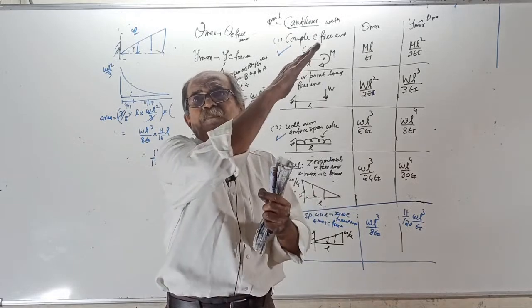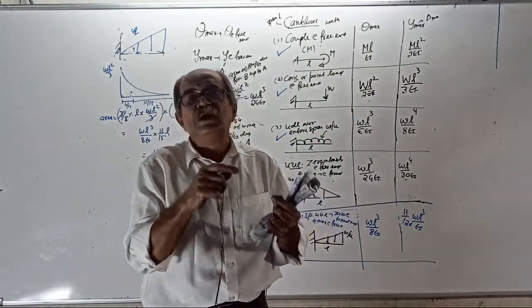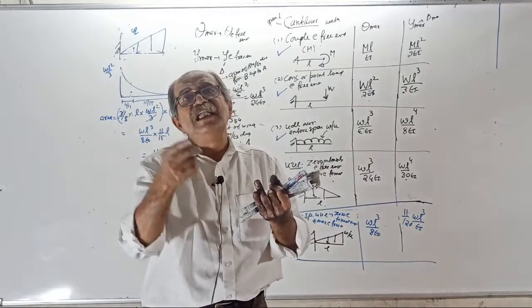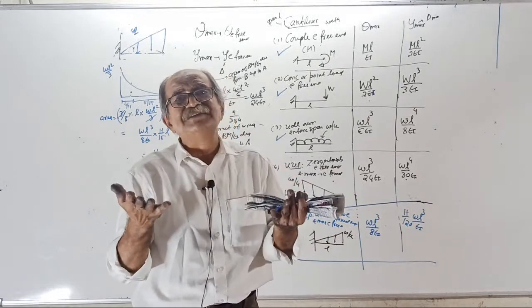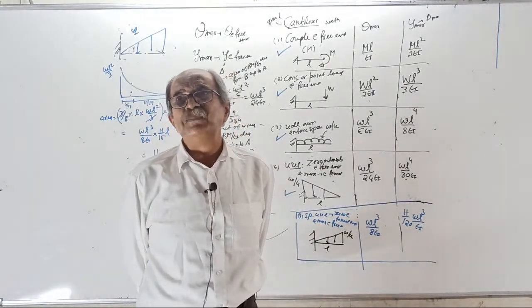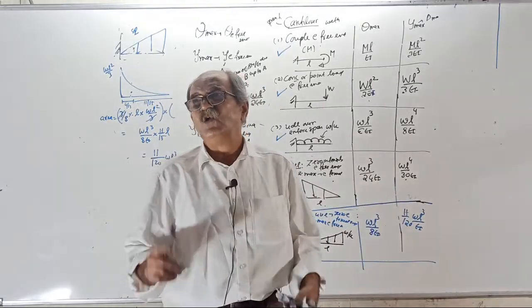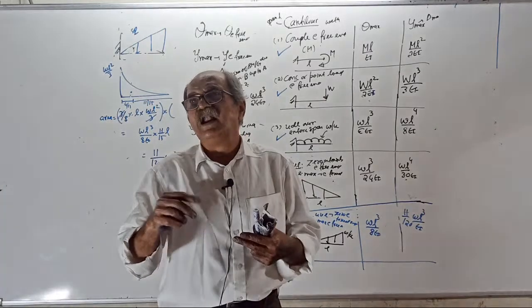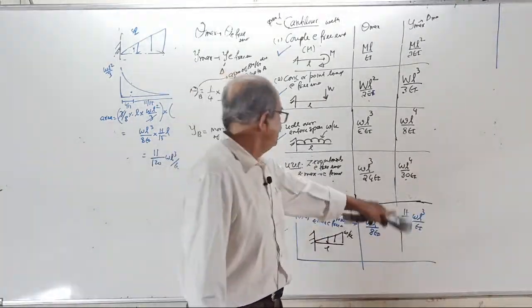Uniformly varying load of 0 at the free end and maximum at the fixed end: slope, again I derived, WL cube by 24 EI. Correct? And deflection is 4 by 5 into that, WL power 4 by 30 EI. This I can't remember.